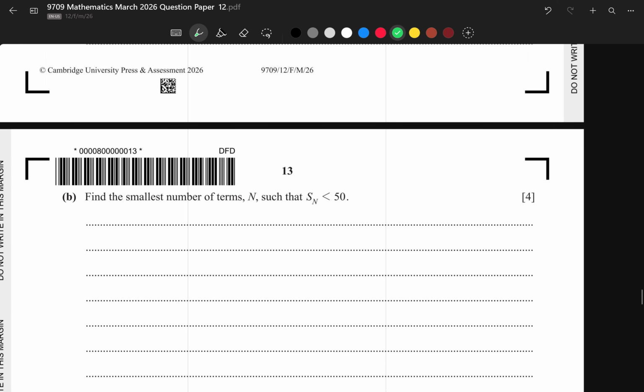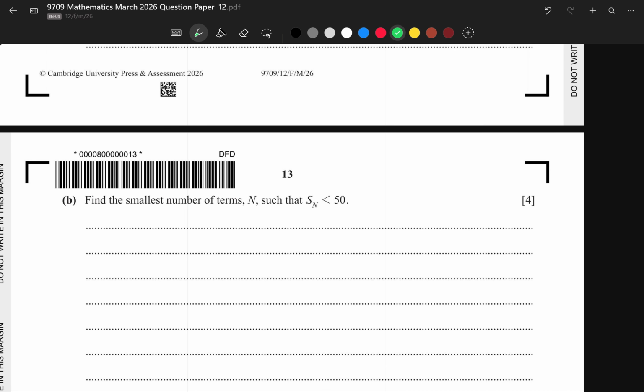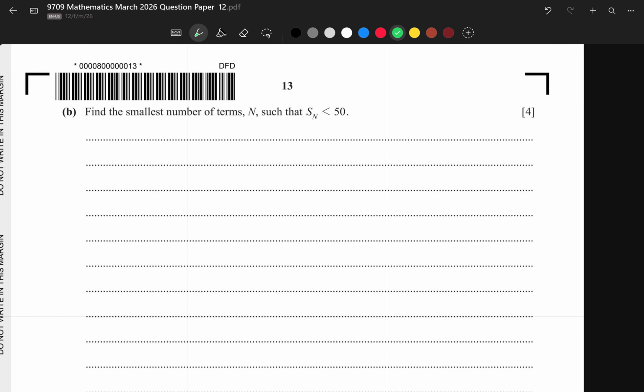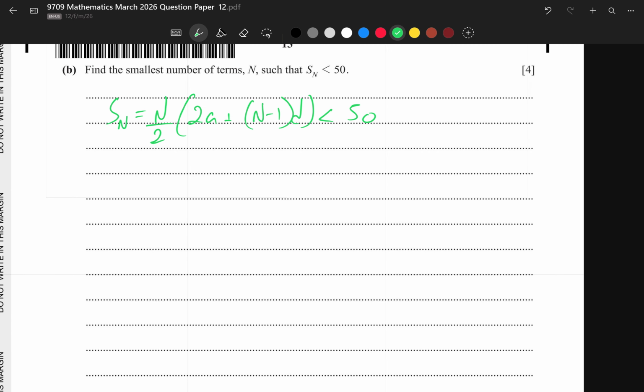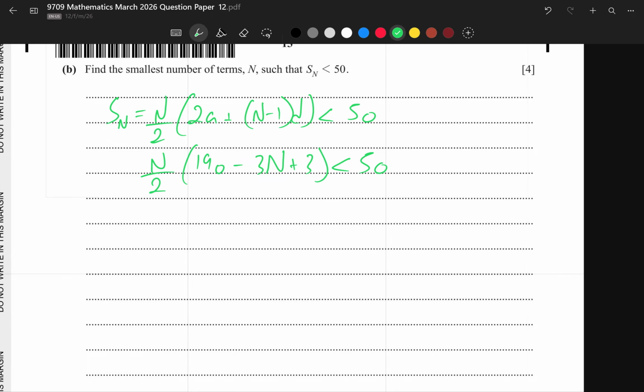The B part says find the smallest number of terms n such that the sum of n terms is less than 50. So as we know, the sum of n terms is n by 2 into 2a plus n minus 1 into d, which must be less than 50. So n by 2 into 190 minus 3n plus 3 must be less than 50.